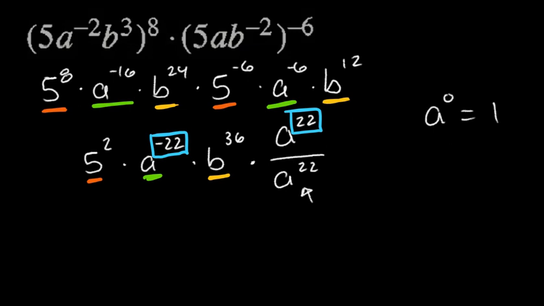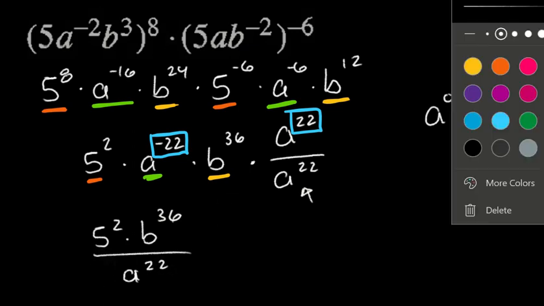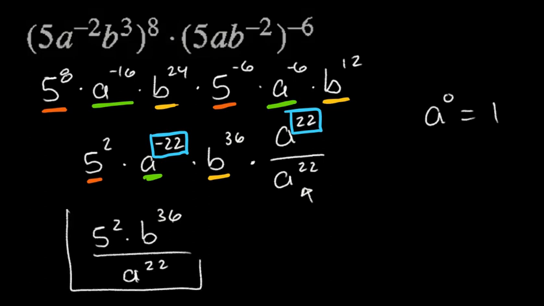So we can rewrite this a step further. I can write it as 5 squared times b to the 36th power all over a to the positive 22nd power. And it's fine if you leave your answer like this, but it's also okay if you go ahead and rewrite the 5 squared as 25. Either way is fine. So we'll leave this one here. We'll say our answer is 5 squared times b to the 36th over a to the 22nd power.